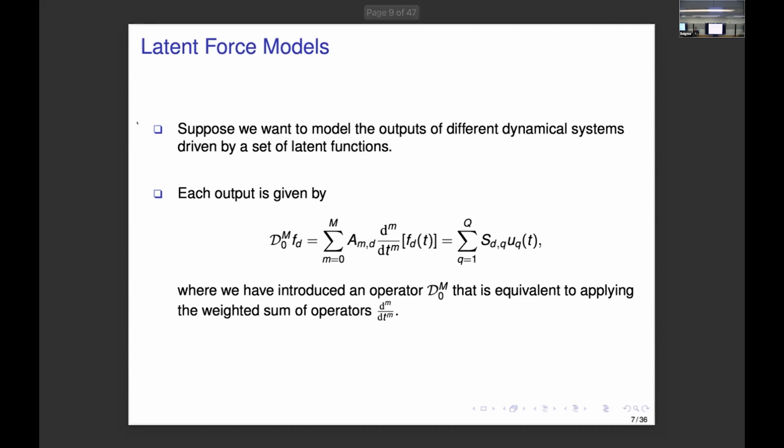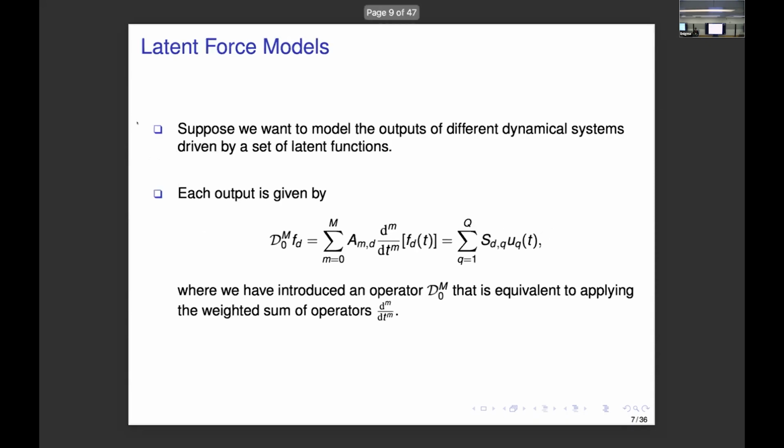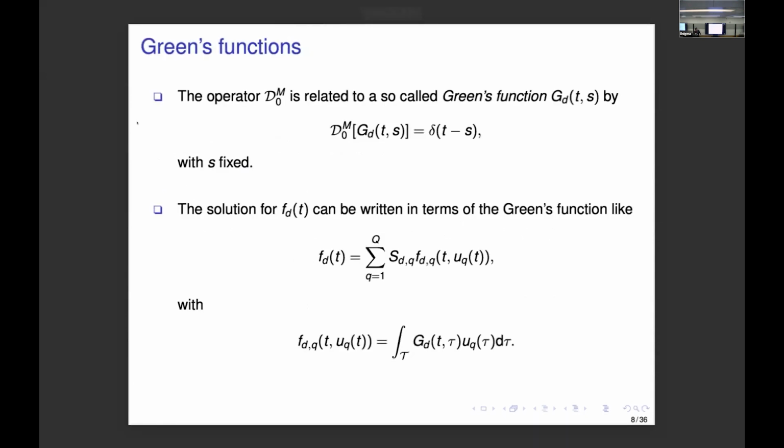So now in the context of these dynamical systems, these G functions are actually going to have a relationship to either a differential equation or a partial differential equation. Say, for example, that the outputs that you are modeling are the results of different dynamical systems being excited by a set of latent processes, as you see here. You have this ODE of order M acting over the process of T, and that's being excited by this weighted sum of latent processes UQ. And then for these linear systems, you can find a corresponding Green's function to that differential operator. Then the solution is in the form of a convolution.